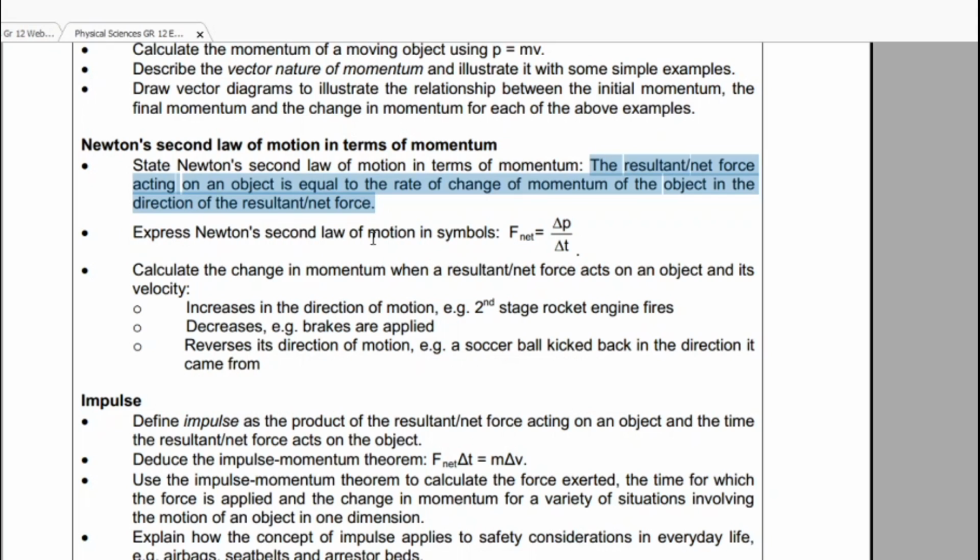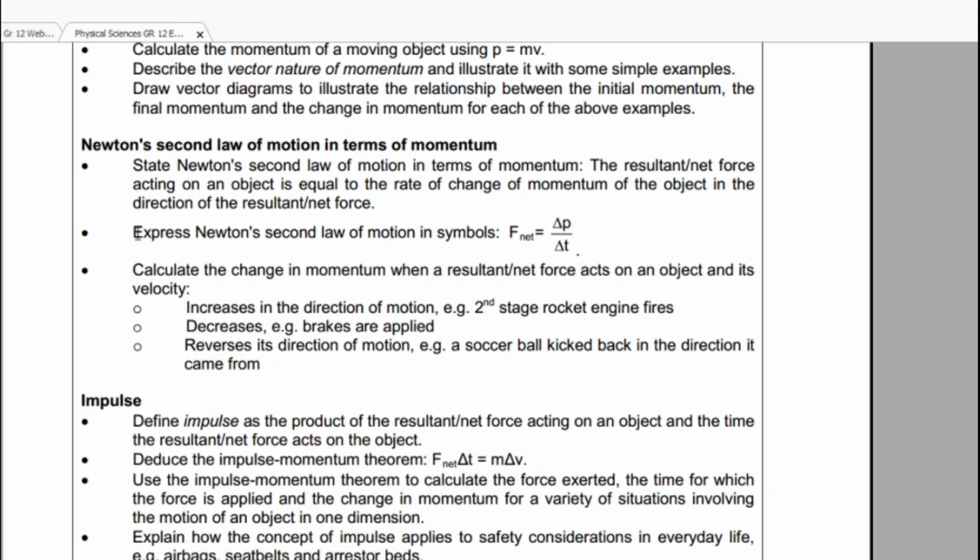I-tip engikunikeza yona leyo. Okay, so if bathi ku-exam state Newton's second law of motion in terms of momentum, you would write: the net force acting on an object is equal to the rate of change of momentum of the object in the direction of the resultant force, or in the direction of the net force.